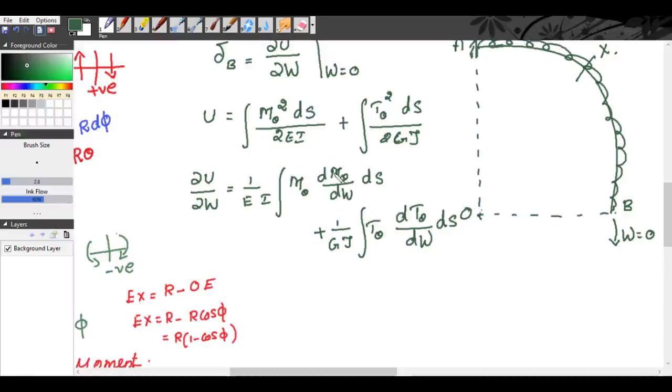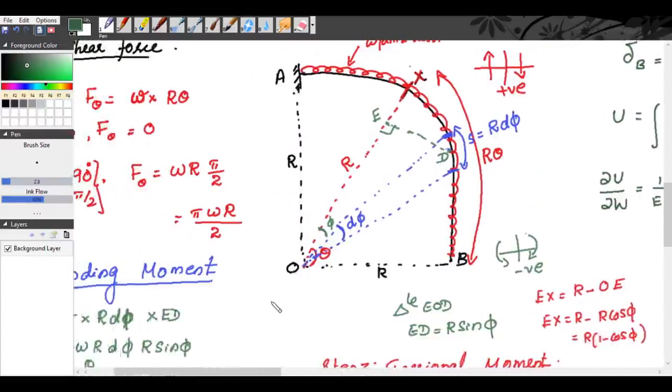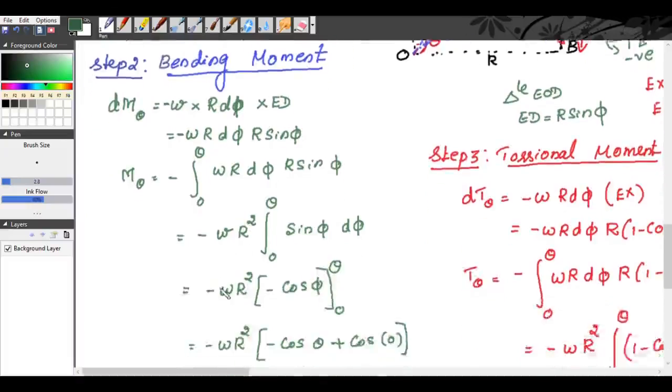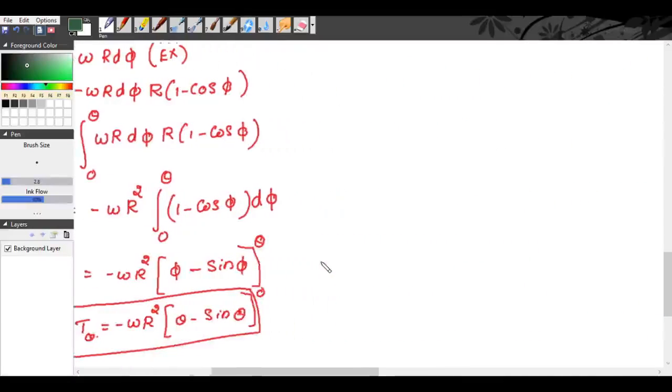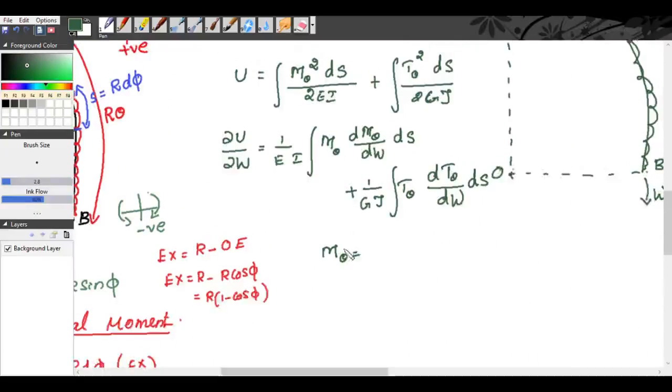Now we will find what is M theta. M theta means the moment at section X. We have found in the bending moment that the moment at section X is minus W R square into 1 minus cos theta. So the moment at section X, M theta, is equal to minus small w, R square into 1 minus cos theta.